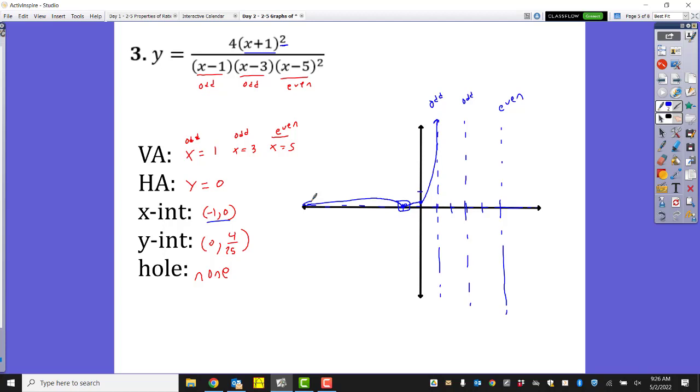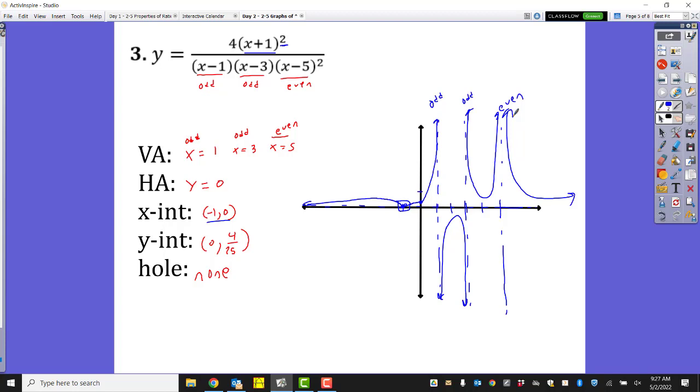Now the odd says we're going to go to the opposite side, so we go to the opposite side. And then look, we can't actually get to there because it doesn't say we cross, so we're going to go close and then go back the other way. Odd says we go on the other side, same thing here. We're going to go close, then go back the other way. Lastly is even. This says we go the same way. And so there's our full graph.